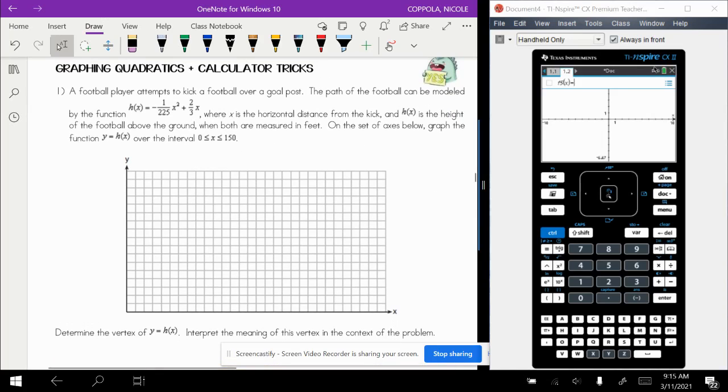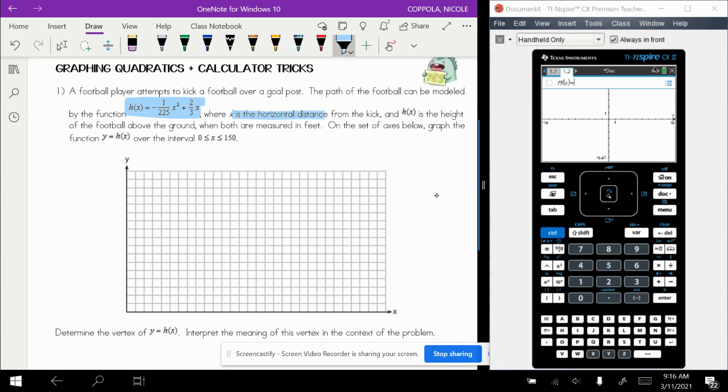Hello. In this video, we're going to talk about graphing interesting functions with strange windows. So you'll see what I mean when we get to here. So this is an old Algebra 1 Regents question, and it says, a football player attempts to kick a football over a goalpost. The path can be modeled by this function.